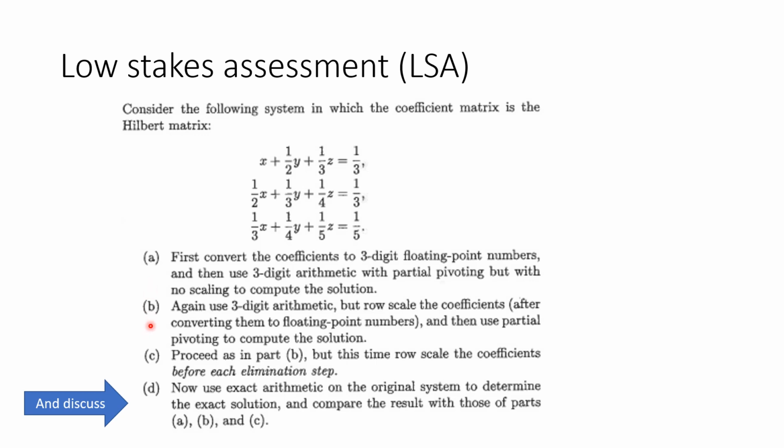For part B, again use 3-digit arithmetic, but row scale the coefficients after converting them to floating point numbers, and then use partial pivoting to compute the solution. Number C, proceed as in part B, but this time row scale the coefficients before each elimination step. And lastly, now use exact arithmetic on the original system to determine the exact solution and compare your results here and discuss.